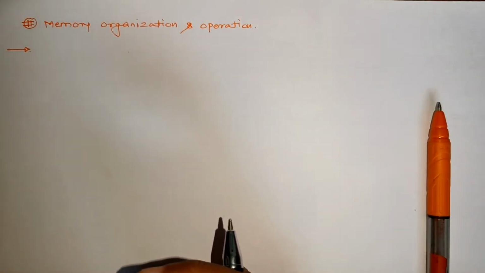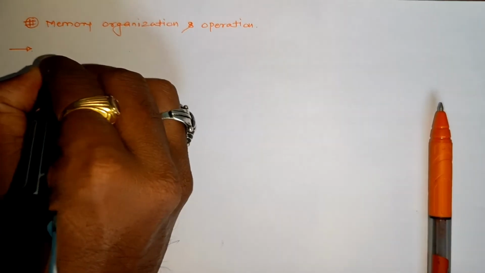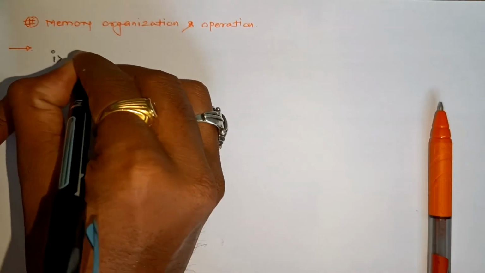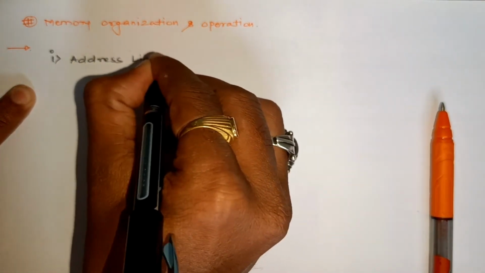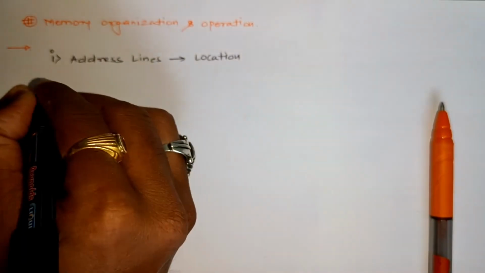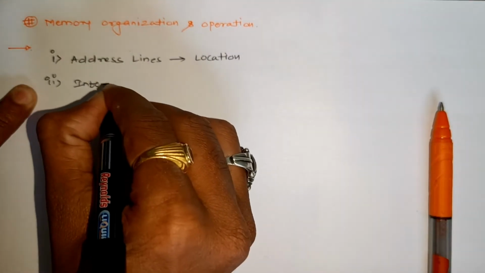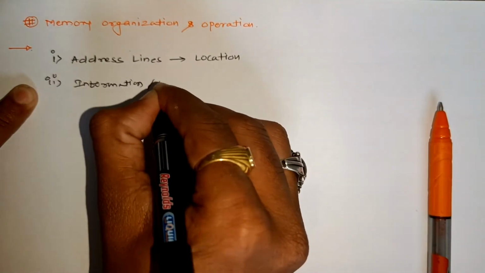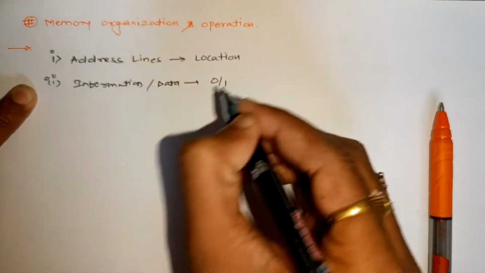अब देखिए, अगर डेटा स्टोर करना है या फिर इंफॉर्मेशन स्टोर करना है तो हमें दो एलिमेंट्स लगेंगे. एक तो एड्रेस लाइंस, जिसको हम लोकेशंस कह सकते हैं, where the data can be stored, और सेकंड वन है इंफॉर्मेशन या फिर उसको हम कहेंगे डेटा जो हमें स्टोर करना है. It may be in the form of 0 1.